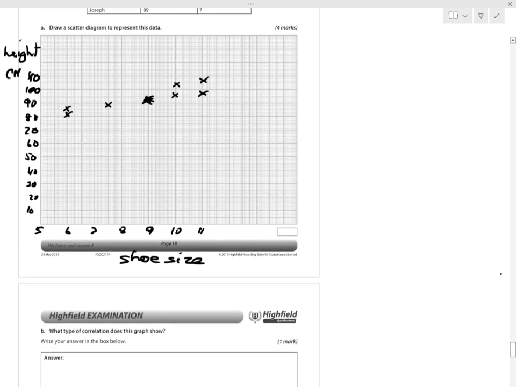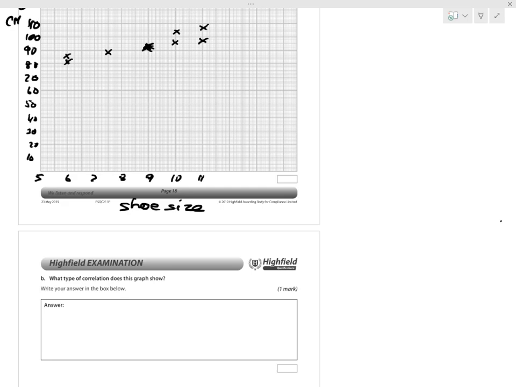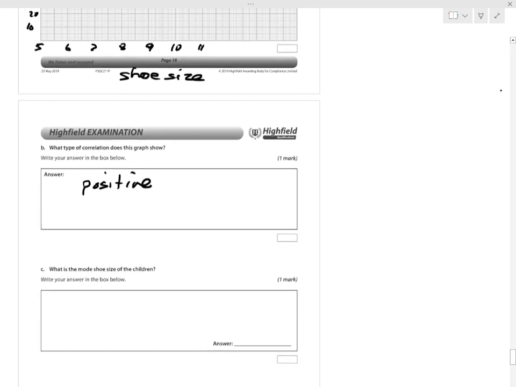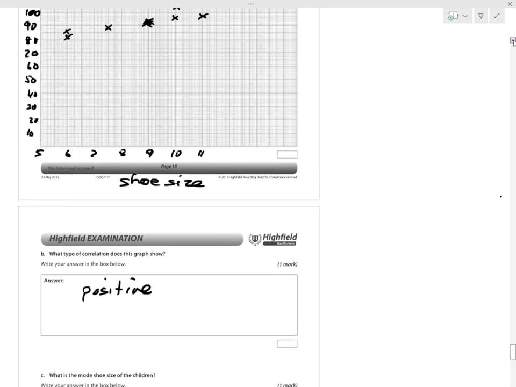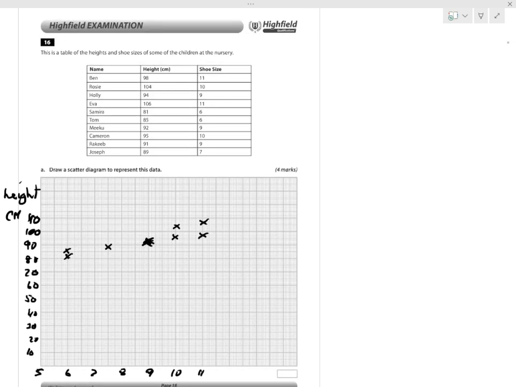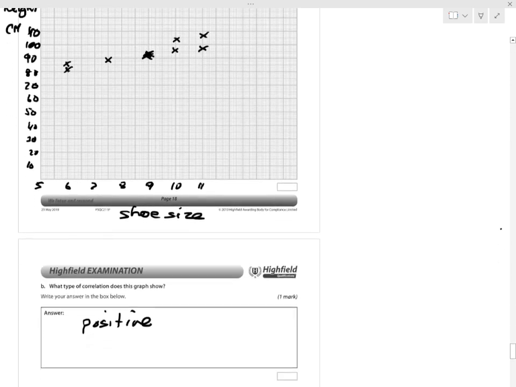So what type of correlation does the scatter diagram show? It's positive. What is the mode shoe size of the children? The mode is the most common shoe size. So go back up to here. The most common shoe size is this one, 11. Oh no, that's just a pair, 11, 11. So 10, 10. 9, 9, 9. 9 appears more often than the other ones. 9.